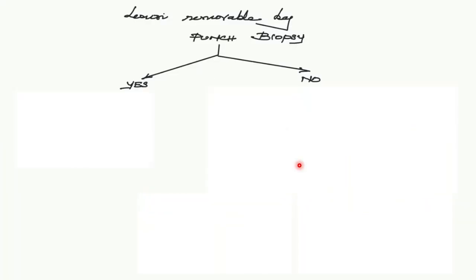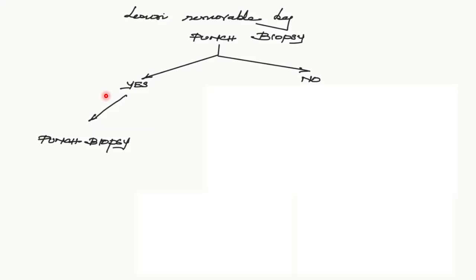So suppose we have a lesion, how will we decide which biopsy to take? Suppose the lesion is removable. If the lesion is very small and removable by a punch biopsy, if it is a yes, then we can go for a punch biopsy because it will act as an excision biopsy.